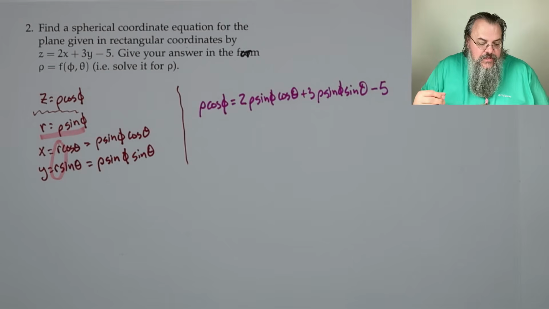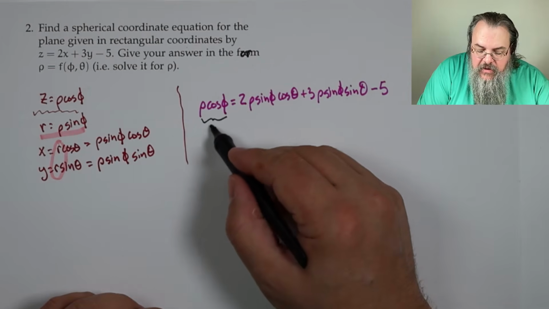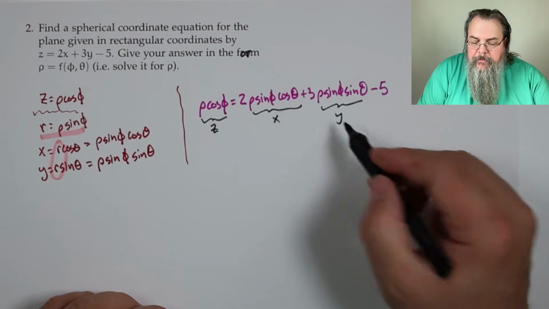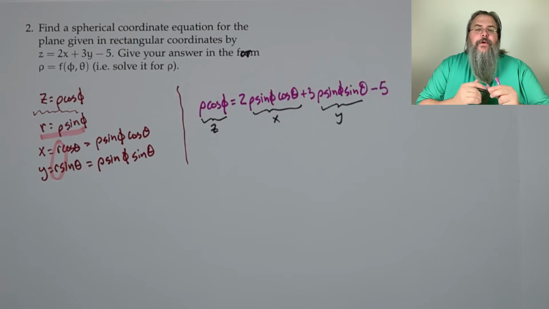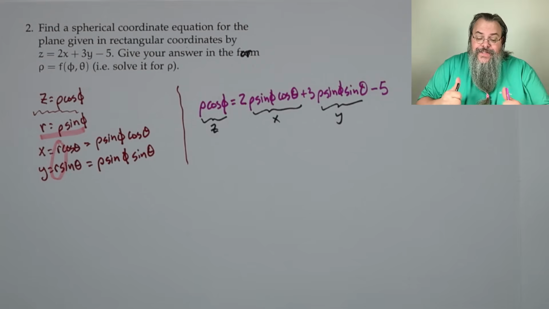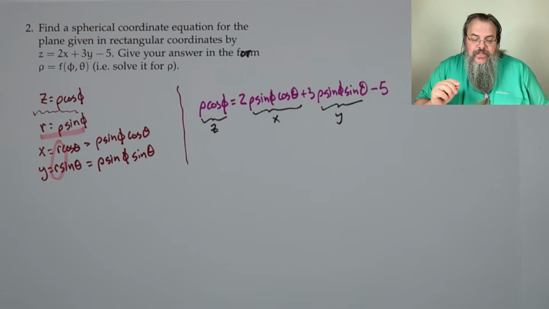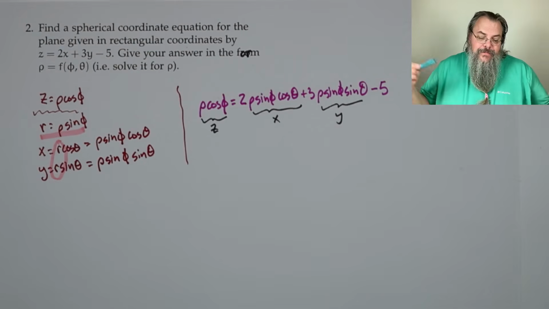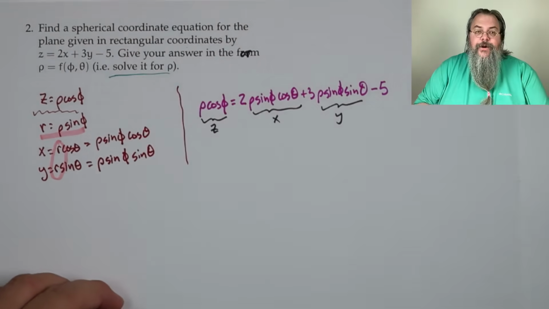Just to help us follow along with what we did, we'll make some notes here. This is our z. This is our x. This is our y. Now, are we done? Not quite. We have rewritten it in terms of spherical coordinates. Yay us. However, there were additional instructions. The additional instruction says, give your answer in the form rho equals something involving phi and theta. So we need to finish it up. We need to solve it for that rho.